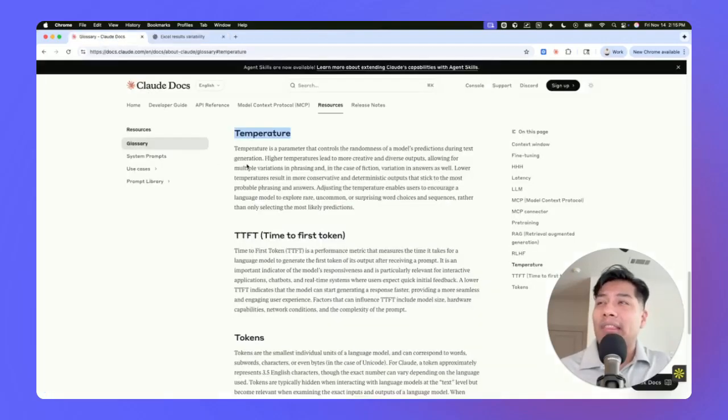So one thing that helps determine the randomness is called temperature. I'm not going to read through this, but basically a higher temperature means that you get more creative outputs, whereas a lower temperature means you get something a little bit more deterministic, like a calculator, for example.